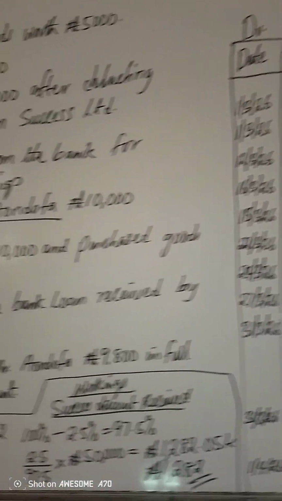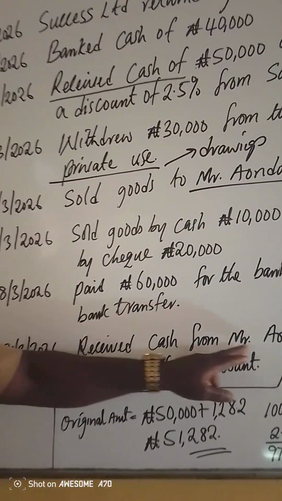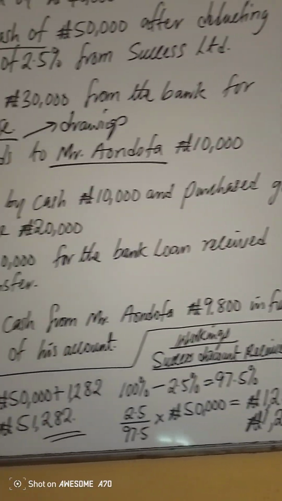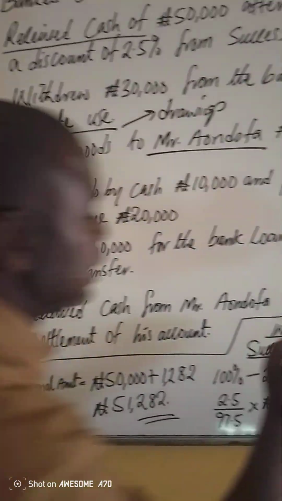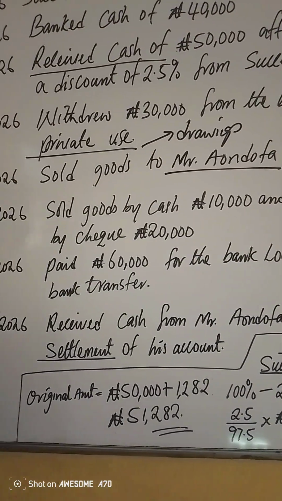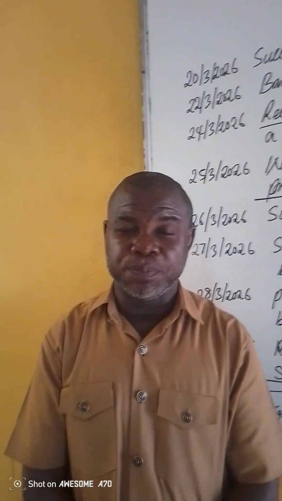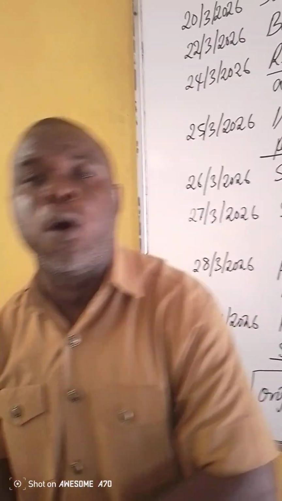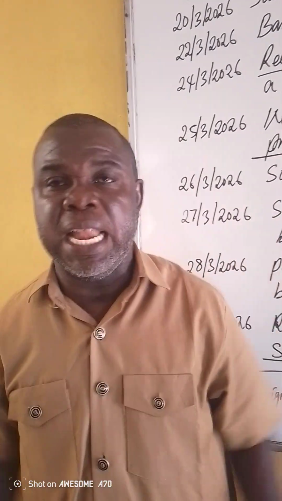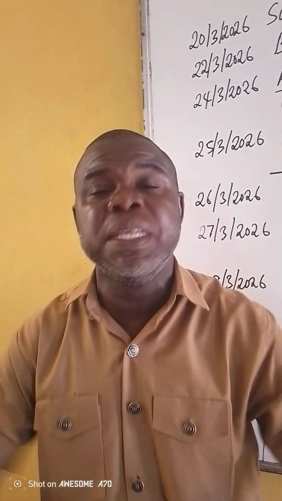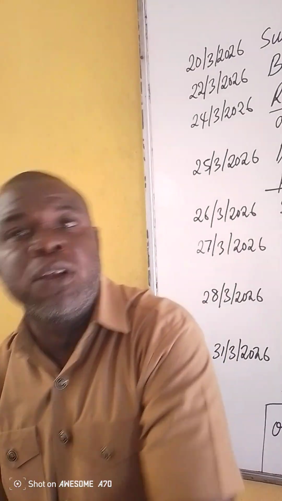Finally, we have received cash from Mr. Ondufa, 9,800 in full settlement of his account. Mind you, this statement is very, very important. Full settlement. Anytime you see full settlement, it means discount is involved. What is full settlement? Full settlement means the business is either receiving or paying an amount such that there's nothing left. If full settlement is not mentioned, even if it's for any amount, it means that amount is still remaining for payment or to be received.